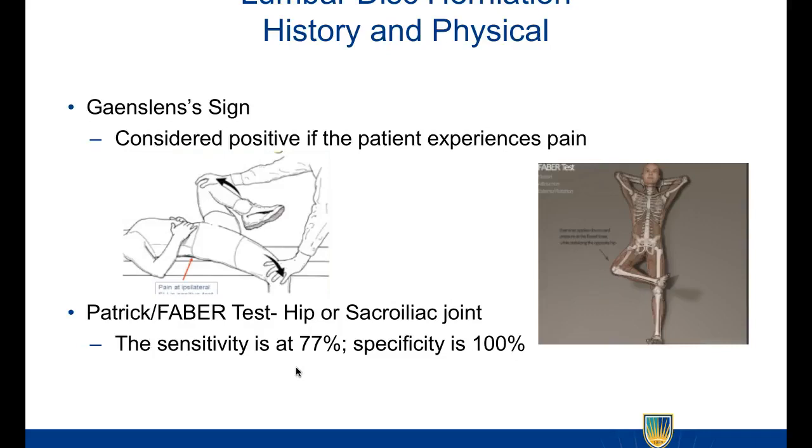Gaenslen sign. The hip joint is flexed maximally on one side and the opposite hip joint is extended, stressing both sacroiliac joints simultaneously. This test is considered positive if the patient experiences pain while the test is performed.